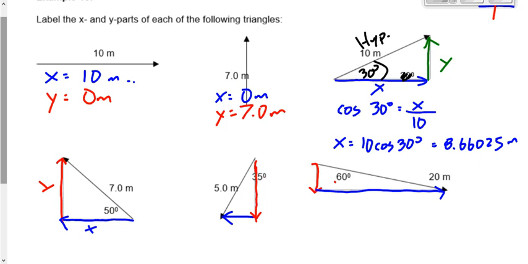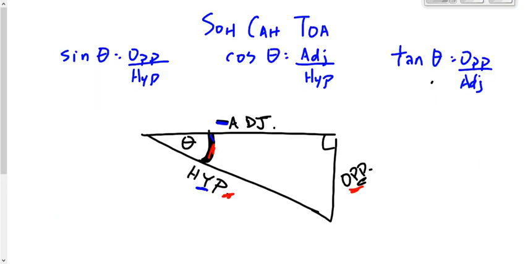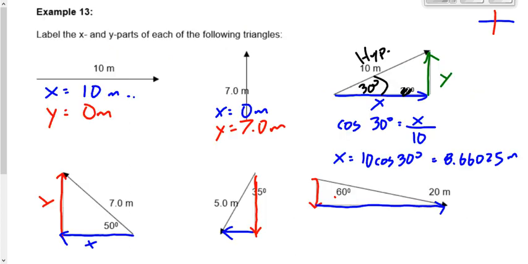So which trig function would we use given theta, hypotenuse, and opposite? Theta, hypotenuse, and opposite would be which one? Yep. It would be sine theta is equal to opposite over hypotenuse.